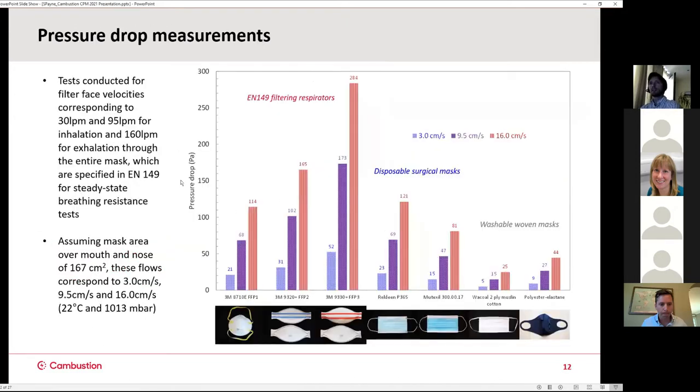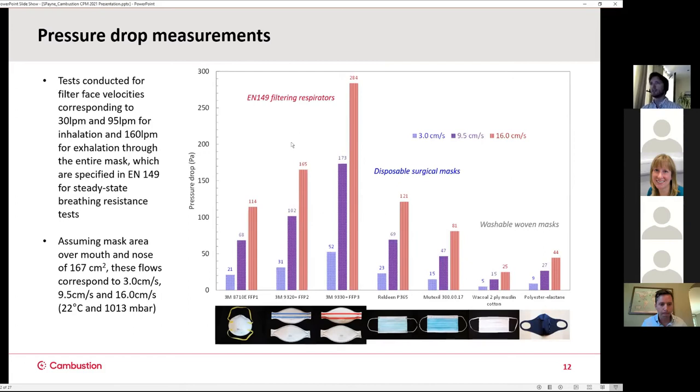So tests were conducted for filter face velocities corresponding to 30 liters per minute and 95 liters per minute for inhalation, and 160 liters per minute for exhalation through the entire mask, which is specified in EN149 for steady state breathing resistance tests. And what we've done is we've assumed a mask area of the mouth and nose of 160 square centimeters. So that conveniently falls out as face velocities of 3, 9.5, and 16 centimeters per second. So we're testing all the material samples at the same face velocity.